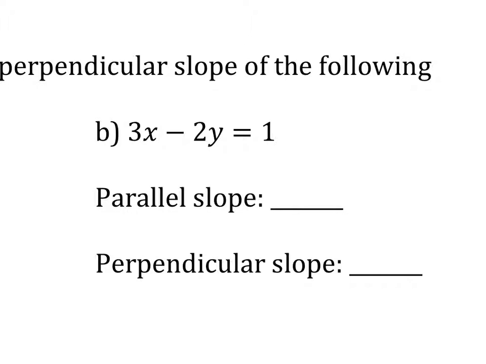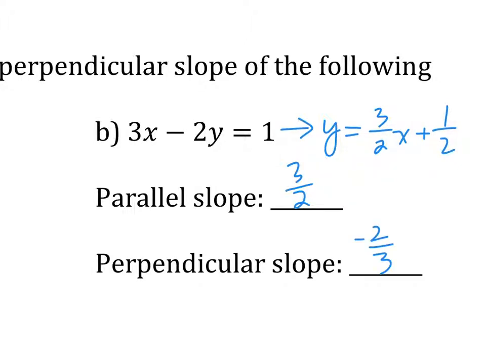Now let's look at B. This is not in y equals mx plus b, so you have to change it into y equals mx plus b first, and then find the parallel and perpendicular slope. So go ahead and do that. Okay, let's start with Allison. So if you change this to y equals mx plus b, what did you get? Okay. Next, Caleb, what's the parallel slope? 3/2, and then Trey, what's the perpendicular slope? 2/3. Okay, good.